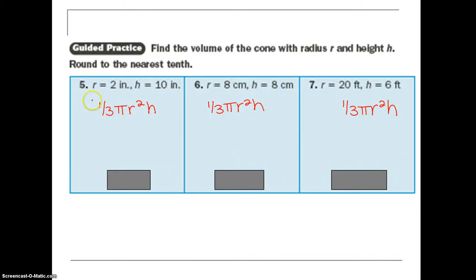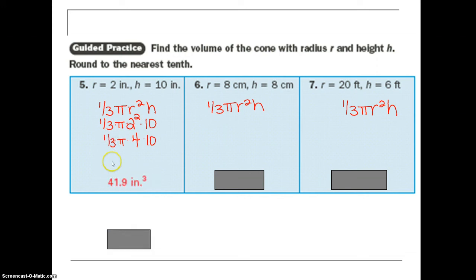To get you started, I'll show you the answer for number 5. This is 2 squared times 10, which is the height. Then I can bring down pi and 1/3. Do the square first, which is 4. And then you can multiply left to right. You get an answer of 41.9 inches cubed. Again, you need approximately that answer. For number 6 and 7, raise your hand so a teacher could come and check your answers for 6 and 7.